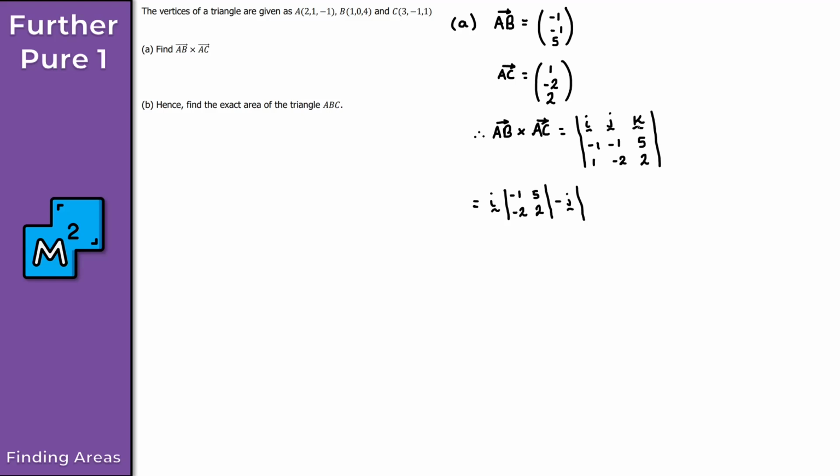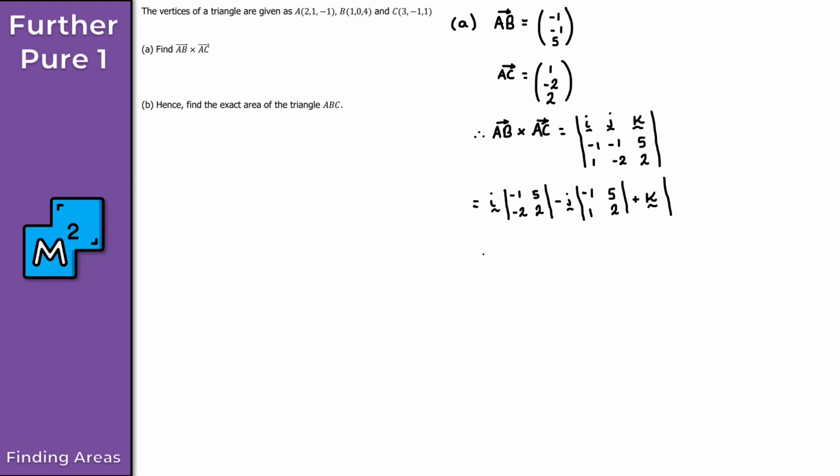We then get the determinant of the 2x2 matrix left over once we delete this row and this column. So we get minus 1, 5, 1, and 2 here. And then finally here, we get plus k times the determinant of the 2x2 matrix left over once we delete this row and this column. So we get minus 1, 1, and minus 2.